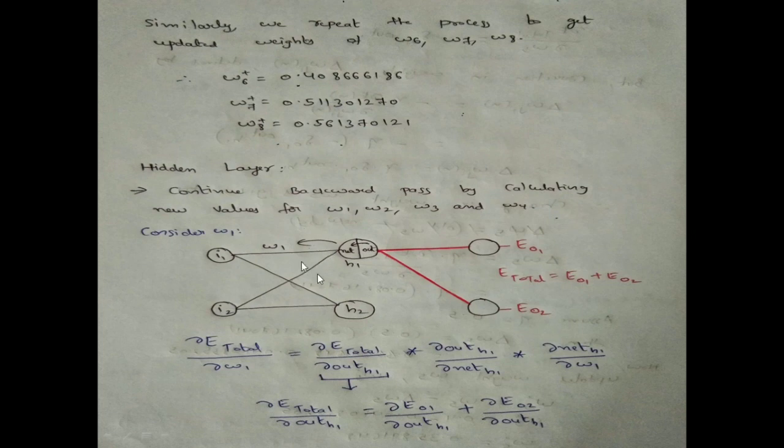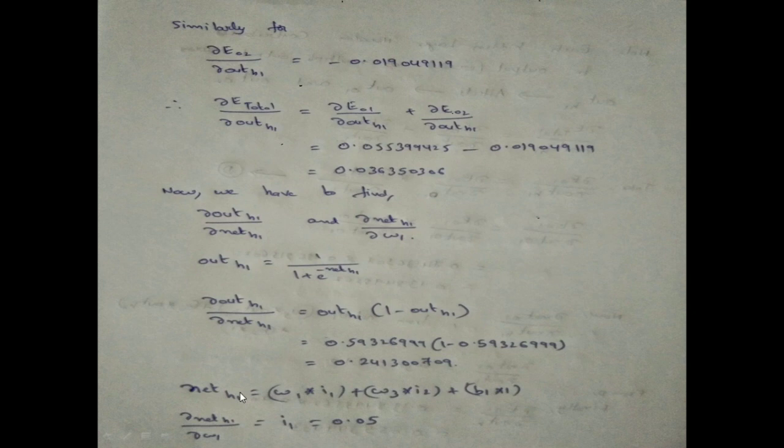So the net input to the hidden neuron h1 is the weight W1 into input 1 and the weight W2 into input 2, and we also have a bias which is connected to this hidden neuron 1. Now differentiating this net input to the hidden neuron 1 with respect to the weight 1, again we have only this particular term, because these two are treated as constants. We already know that the initial assumption of the input value 1 is 0.05.